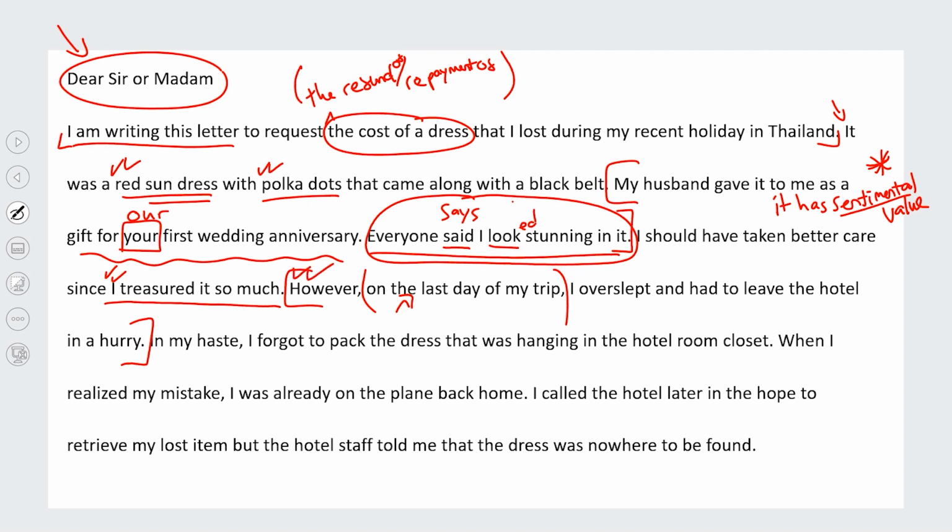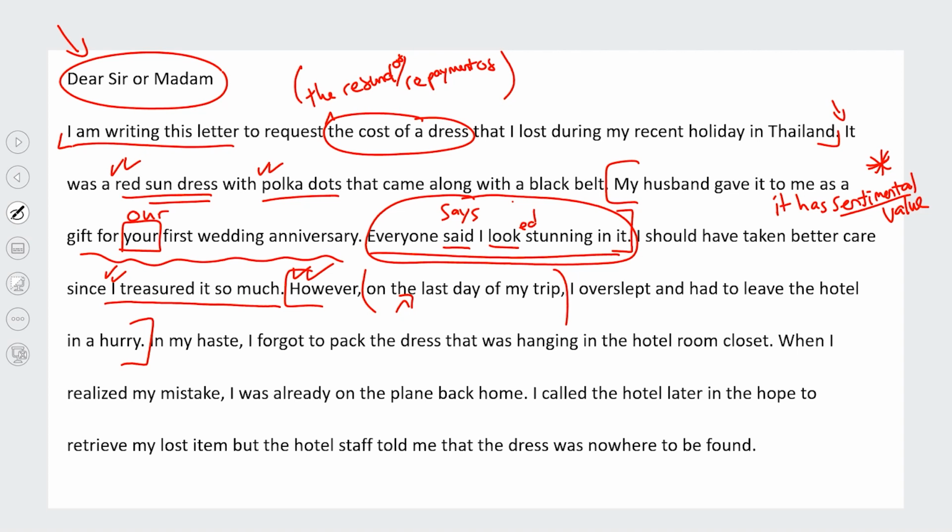Positive. In my haste, I forgot to pack the dress that was hanging in the hotel room closet. When I realized my mistake, I was already on the plane back home. I called the hotel later in the hope to retrieve my lost item, but the hotel staff told me that the dress was nowhere to be found. Okay, so we've got several good things going on here.